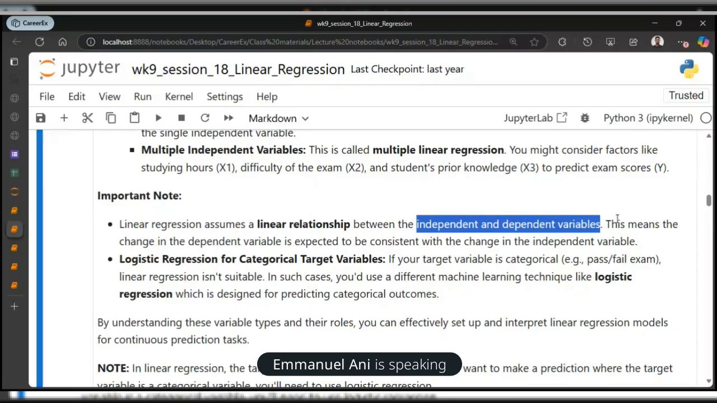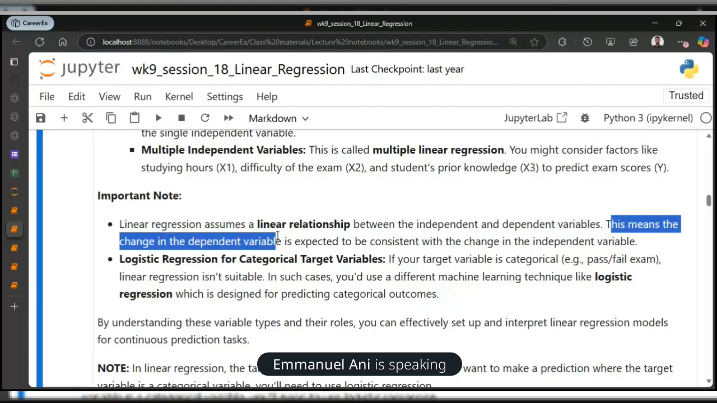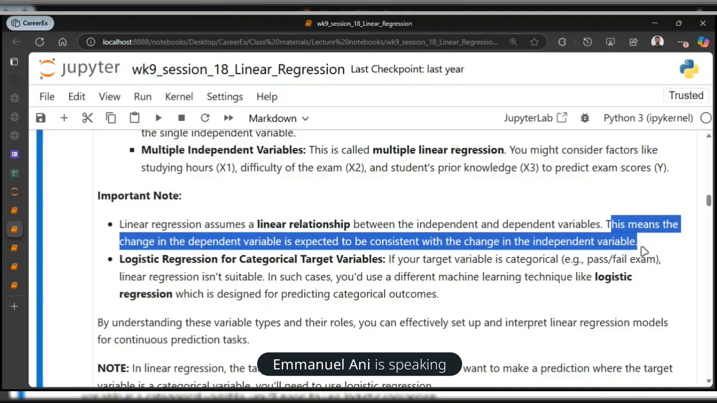What this means is that the change in the dependent variable is expected to be consistent with the change in the independent variable. That is basically what linear relationship means. As I have explained, a straight relationship. It can be positive, it can be negative. Remember when I talked about correlation, I talked about positive correlation and negative correlation. So it's basically the same thing.